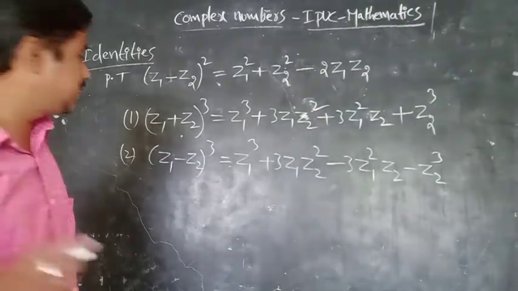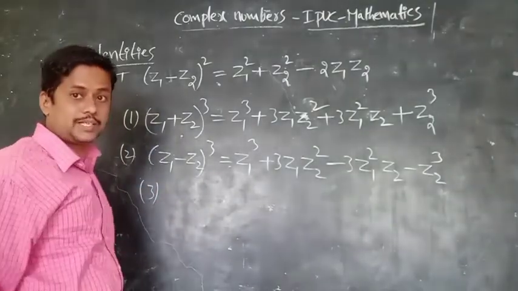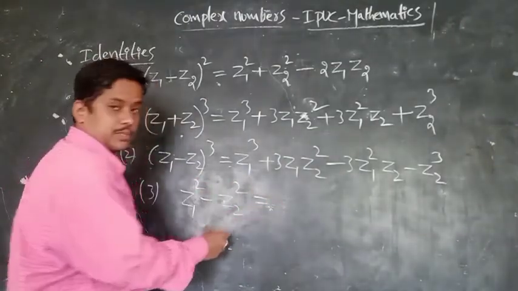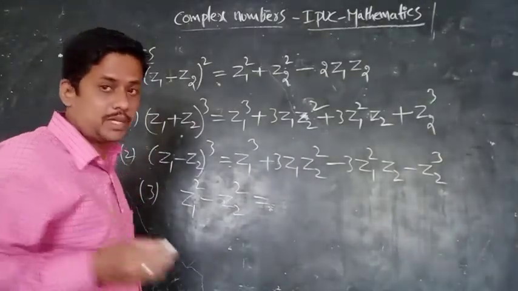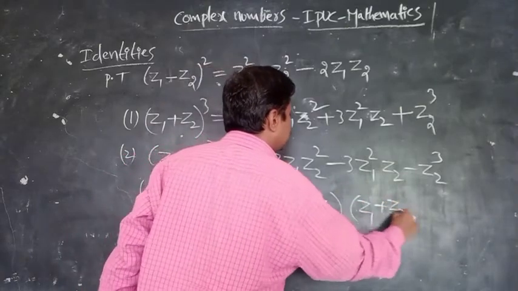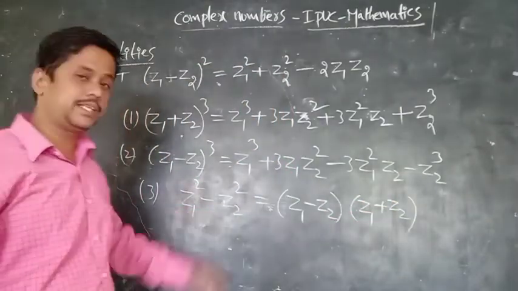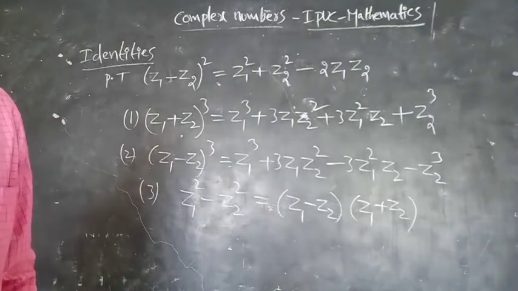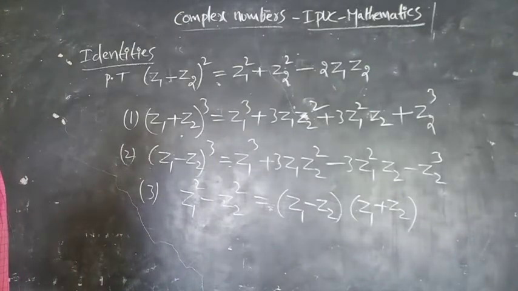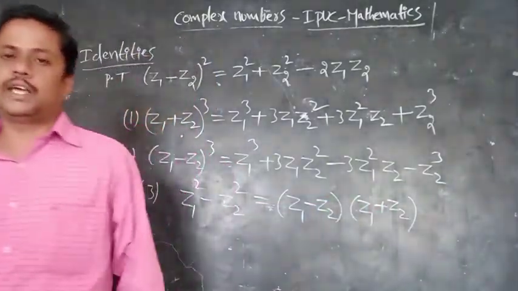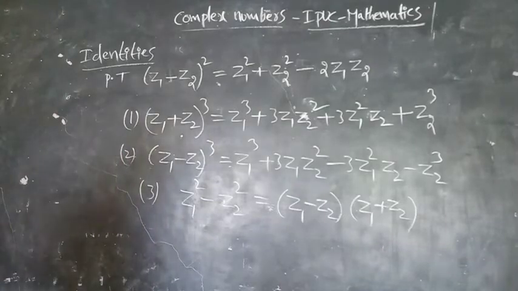Next, another one, the third one. The A square minus B square formula: A square minus B square is equal to (A - B) into (A + B). Like that, Z1 square minus Z2 square is equal to (Z1 + Z2) into (Z1 - Z2). So like that it is simplified. These are the identities.